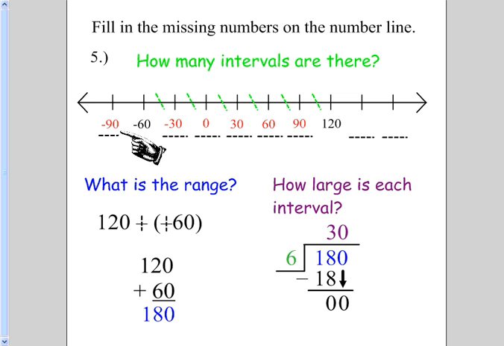On the other side, we can go over and fill those in now. 120 plus 30 is 150, and then 150 plus 30 is 180. And now we're finished. Those are the missing numbers filled in on the number line for question number 5.